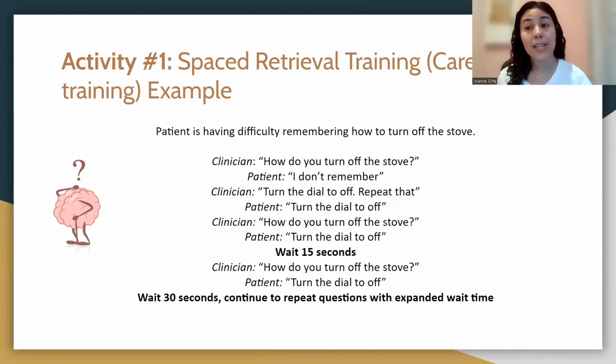Since this was the correct answer, the clinician would wait 15 seconds before asking the question again. How do you turn off the stove? And the patient would say, turn the dial to off. And then again, since this is the correct answer, the clinician would wait 30 seconds at this point, extending that time, and then continue to repeat the question, always expanding the wait time unless the patient provides the incorrect answer.